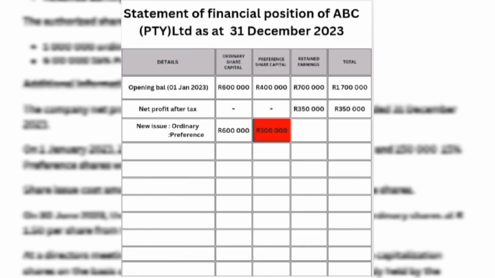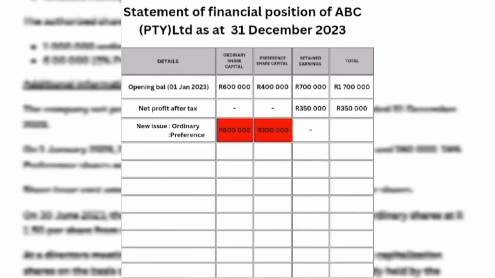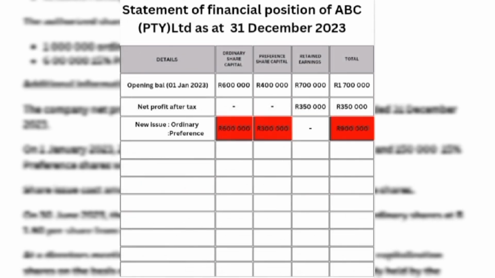So in this case, retained earnings are not affected. You just put a dash, then you say 600,000 plus 300,000 gives us 900,000, which is the total of these two. You take this 900,000, you record it here under the total column.